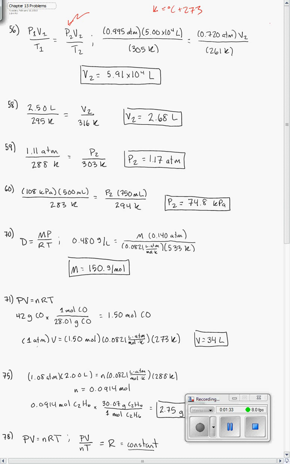We don't know what our final volume is. That's what we want to solve for. So we're going to leave V2 alone. From here, it's just a matter of doing the math, and if you do so, you should end up with 5.91 times 10 to the 4th liters for your final volume.